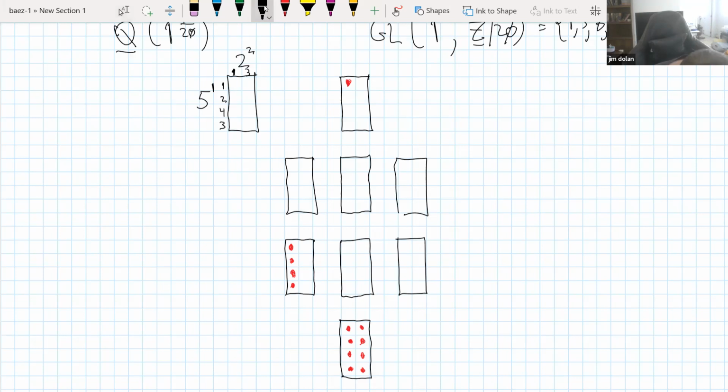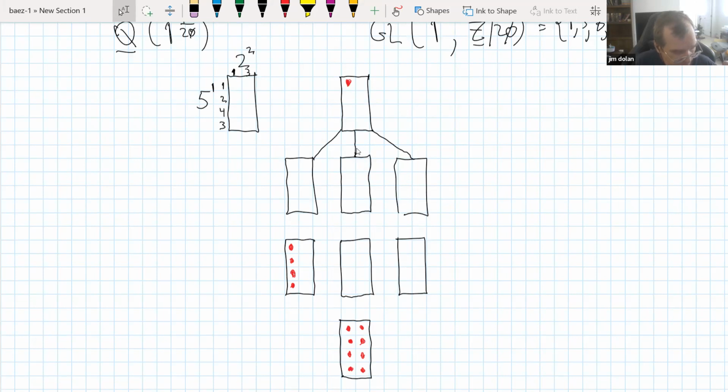In particular, let me draw the poset structure. So the thing at the top really is the top. The thing at the top is the octic extension: the 20th cyclotomic field is an octic extension of the rationals. The next row down is the quartic extensions of the rationals. The next row down is the quadratic extensions of the rationals. And the next row down is the rationals. These are all the things that fit inside of the 20th cyclotomic field.